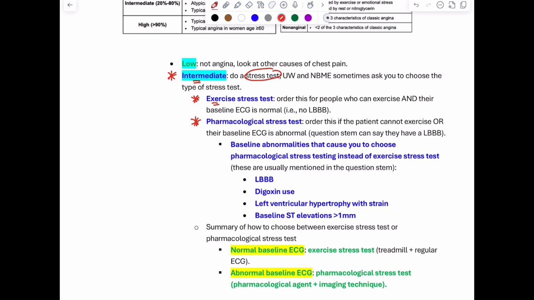Exercise stress testing is for anyone who can exercise, but then we said one is no imaging, just exercise ECG, and this is for healthy baseline ECG. Or you do it with imaging if abnormal baseline. Okay.